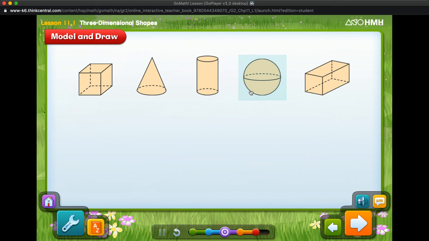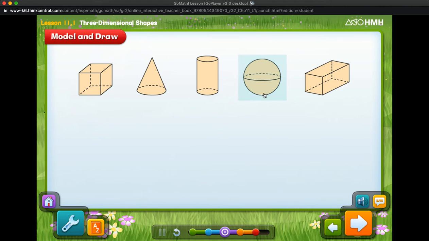And this was actually the object that was in the beginning of the video. So we now know that the name of this object that we saw in the beginning of the video is called a sphere. So a sphere is like a ball. So a ball is a really good example of a sphere, like a baseball, a soccer ball, softball.